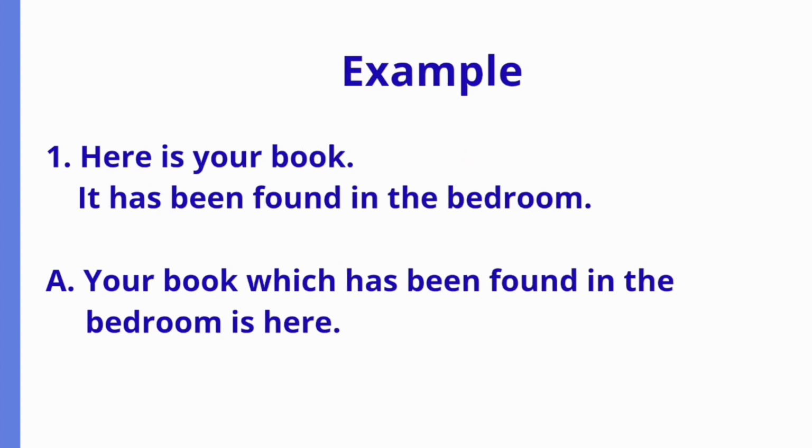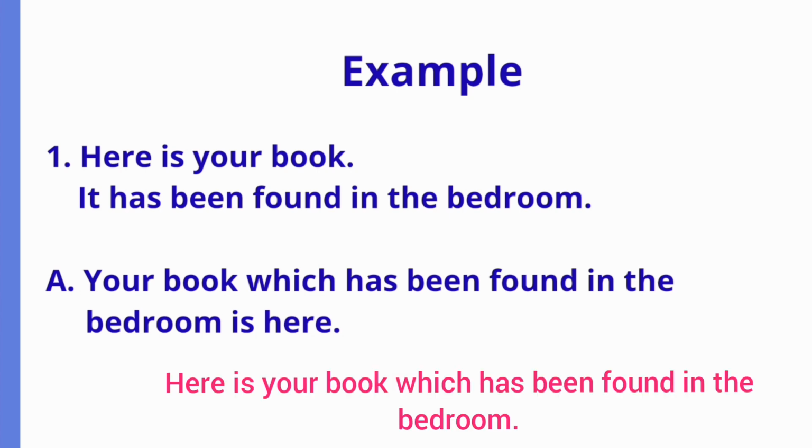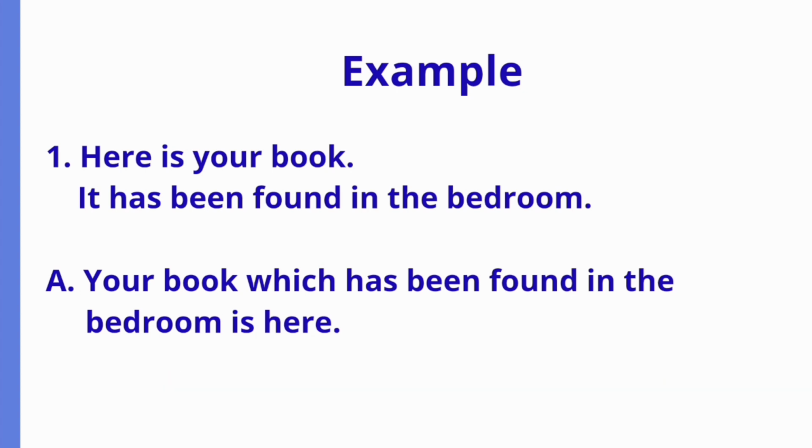Another example. Here is your book. It has been found in the bedroom. It is about a book, so we use which to combine the sentences. Generally, people combine this, say, here is your book which has been found in the bedroom. This can also be written this way. Your book, which has been found in the bedroom, is here.